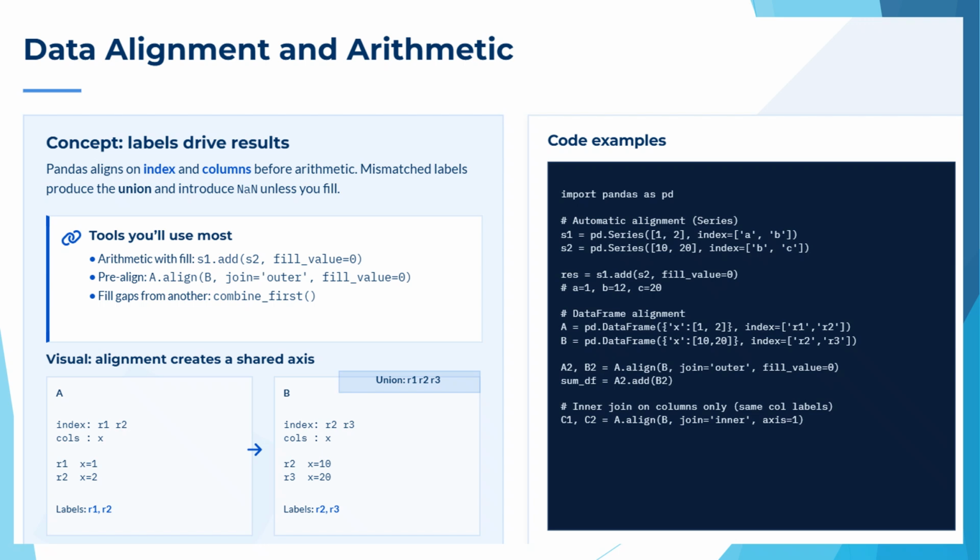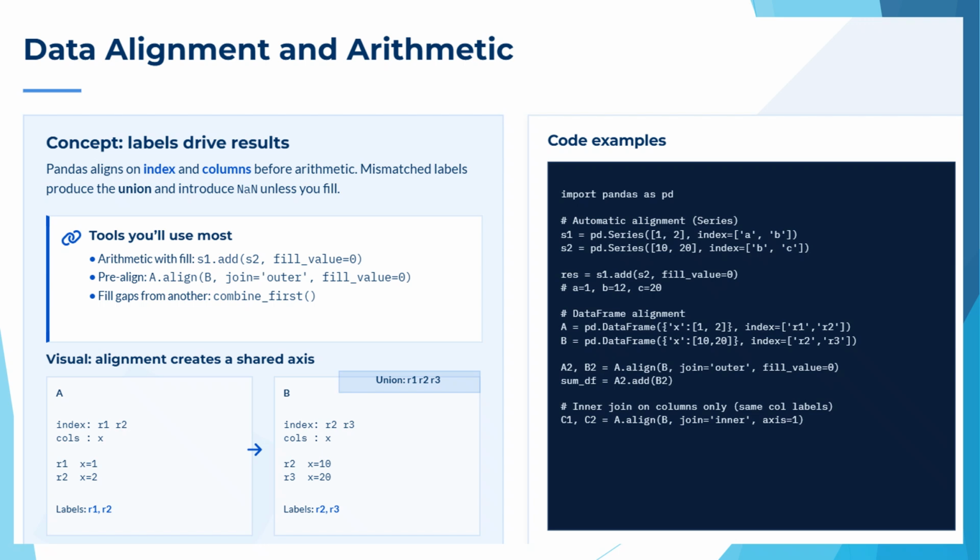Understanding this concept is essential because it directly affects the outcome of arithmetic operations and is a defining feature of pandas compared to traditional array-based computations. Pandas provides several useful functions to manage alignment and perform arithmetic operations effectively. The method s1.add(s2, fill_value=0) allows element-wise addition between two series while replacing missing values with a specified default such as 0 to avoid any NaN results.